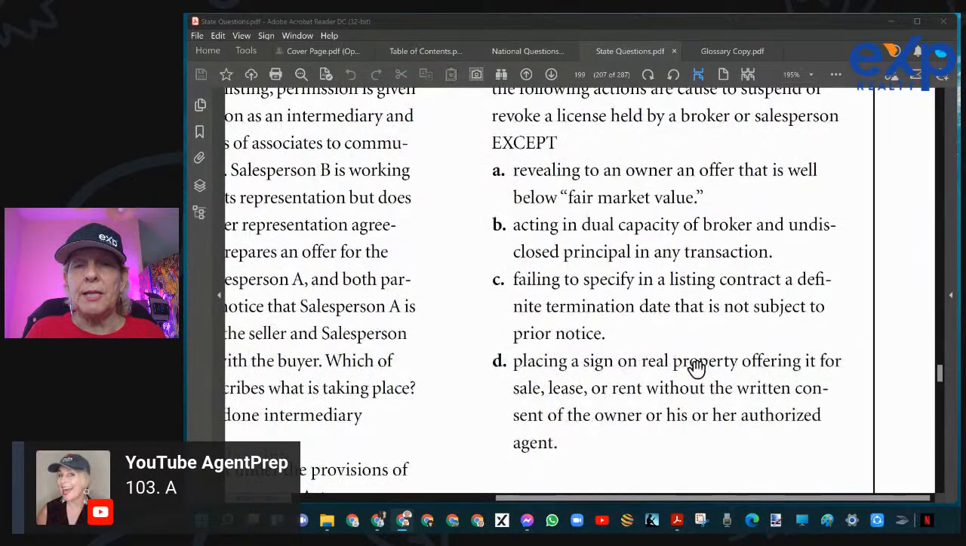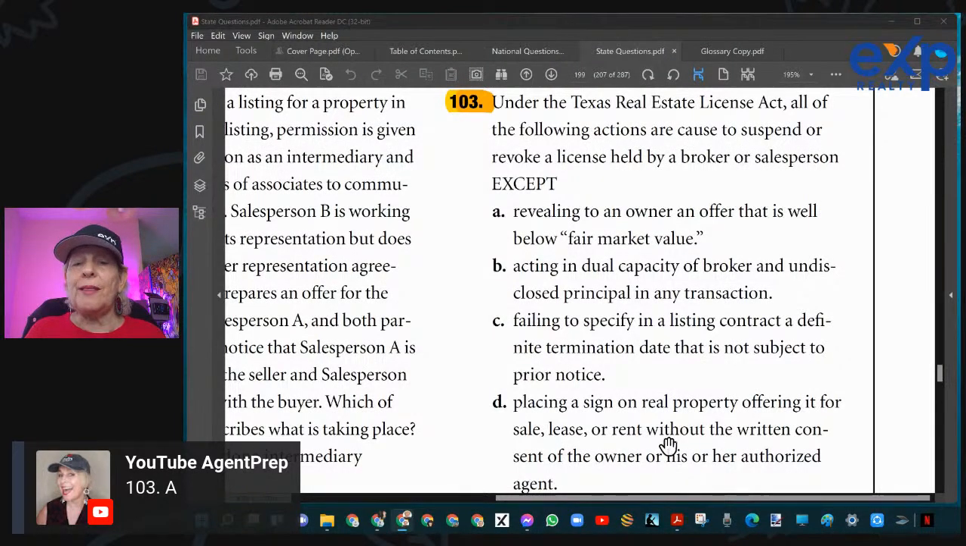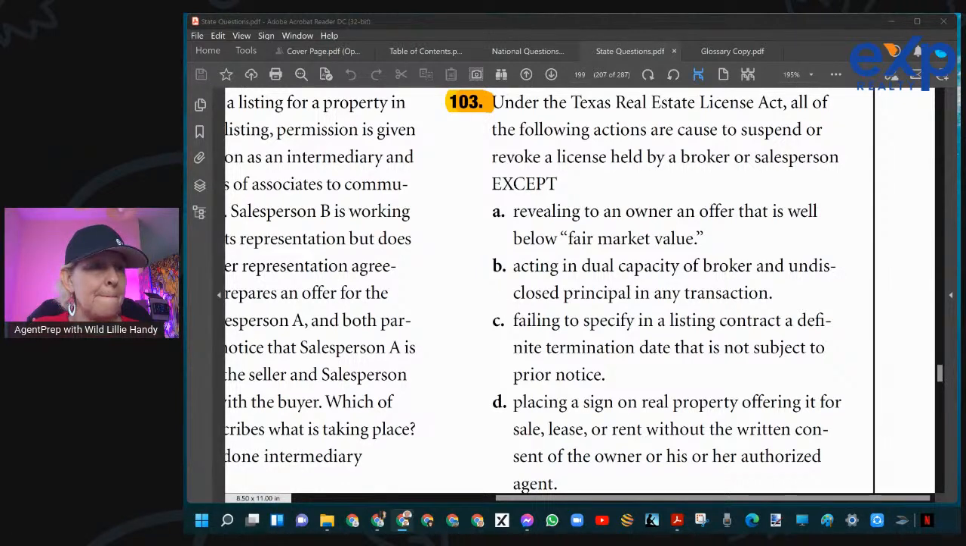Okay. See, placing a sign on somebody's property without their written consent is illegal. Failing to specify a start and end date of contract is illegal. It's an invalid contract. Acting in dual capacity of broker and undisclosed principal in any transaction is illegal. Okay, so they are cause for suspension or license revocation. The only one that is okay is that we present all offers, whether it's below or above fair market value.